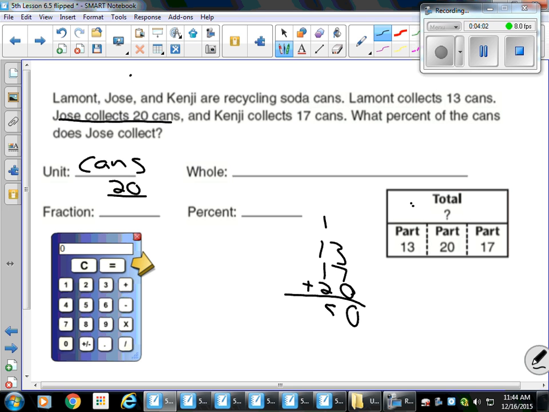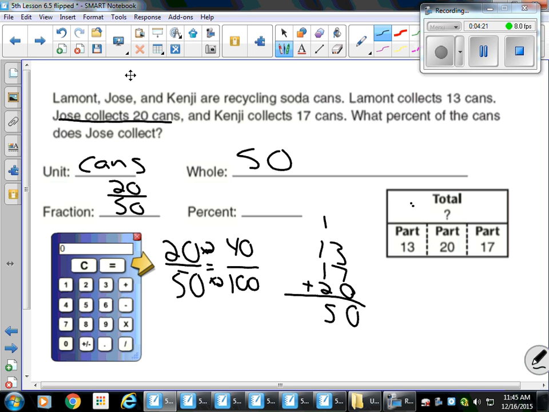Gives me 50. So that means 50 is my fraction, 50 is my whole. What's my percent? I have a calculator here, but I don't even have to use the calculator because 20 over 50, just going back to my earlier problems, right? I'm putting this into 100, times 2, times 2 gives me 40 over 100, which would be 0.40, which would be 40%. Let's look at another problem here.